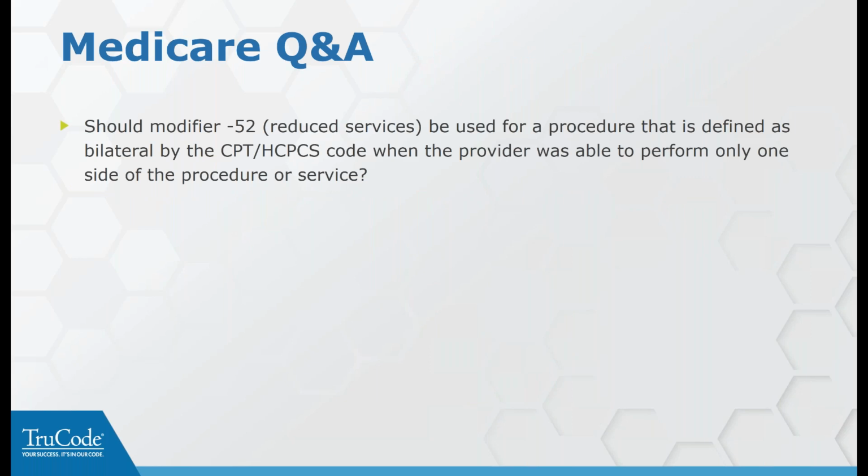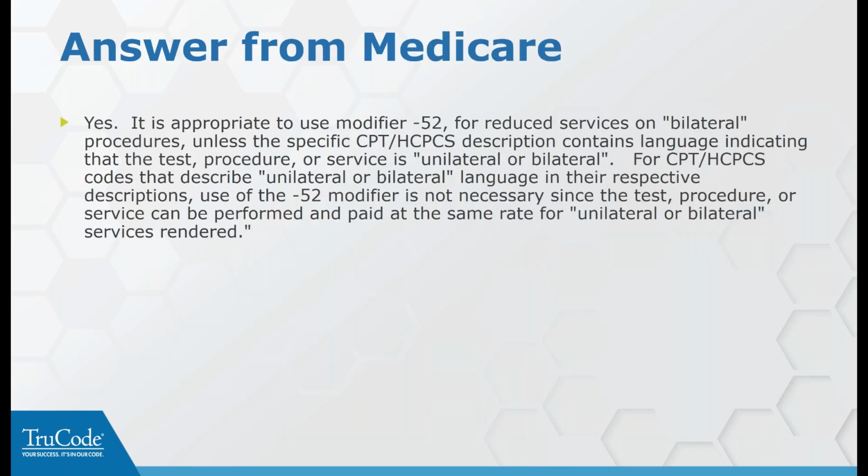Medicare question and answer: should modifier 52 be used for a procedure that is defined as bilateral by the codes when the doctor was able to perform only one side? So the actual procedure itself has the term bilateral used. So should I use modifier 52? And Medicare says absolutely. That actually is a really good reason why. It says because unless the specific CPT description contains language indicating that the test, procedure, or service is unilateral or bilateral. Okay, so again, basically you want to look out for that as well.